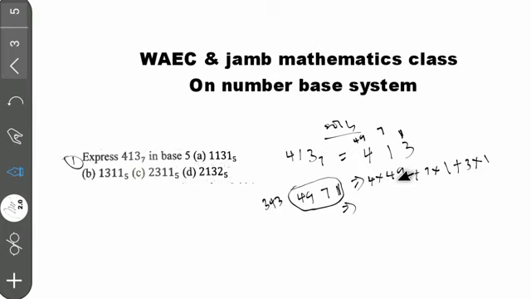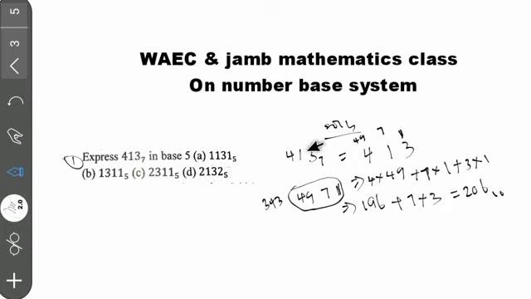So let's do the simple mathematics here now. 4 times 49 is 196, plus 7 times 1, which is 7, plus 3 times 1, which is 3. So when you add it together, that is 196 plus 7 plus 3, which is equal to 206. So therefore, we have 206 in base 10.